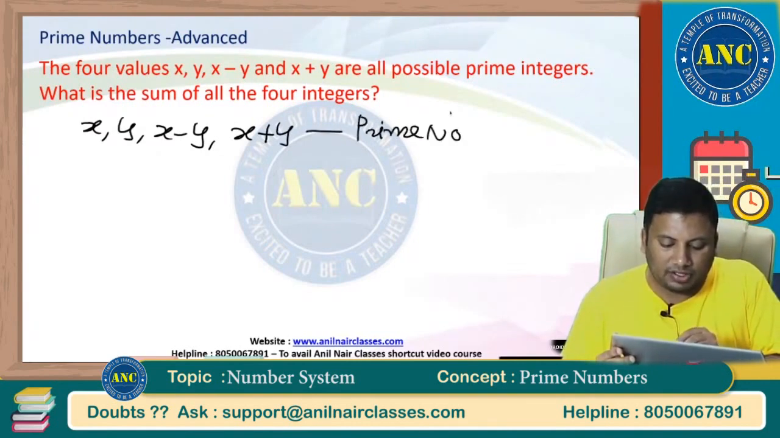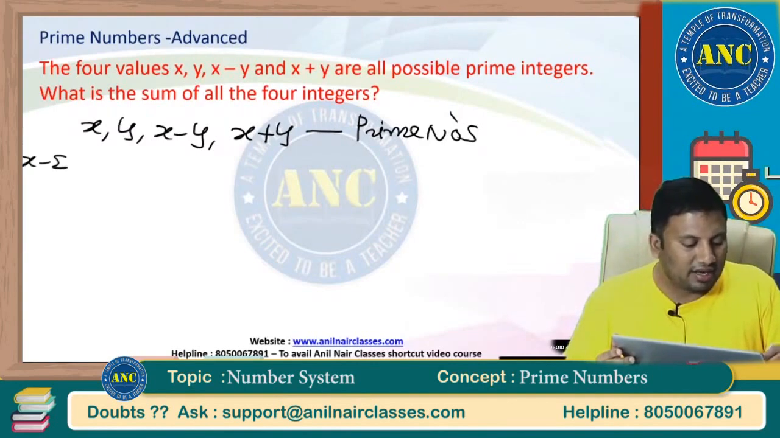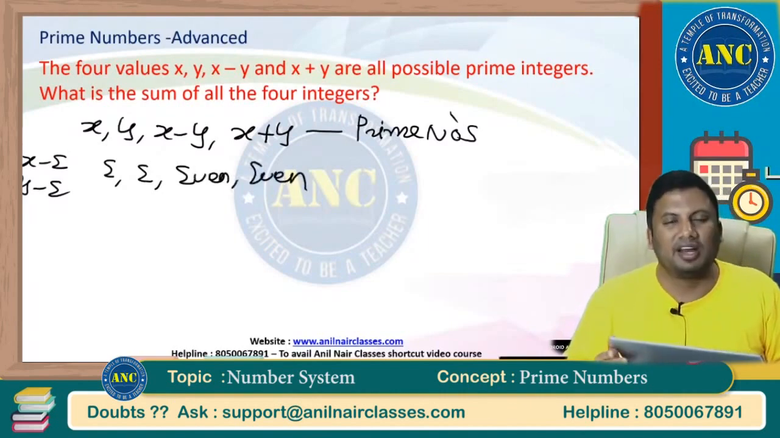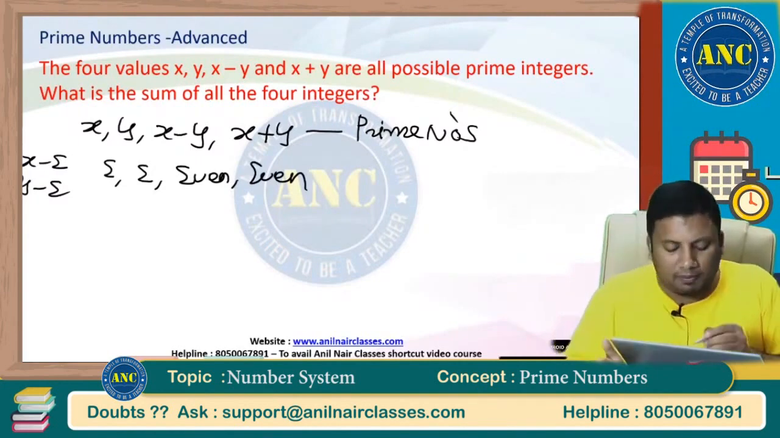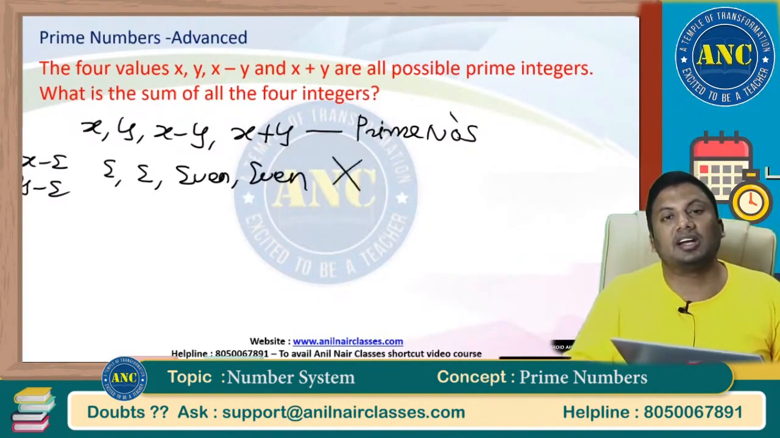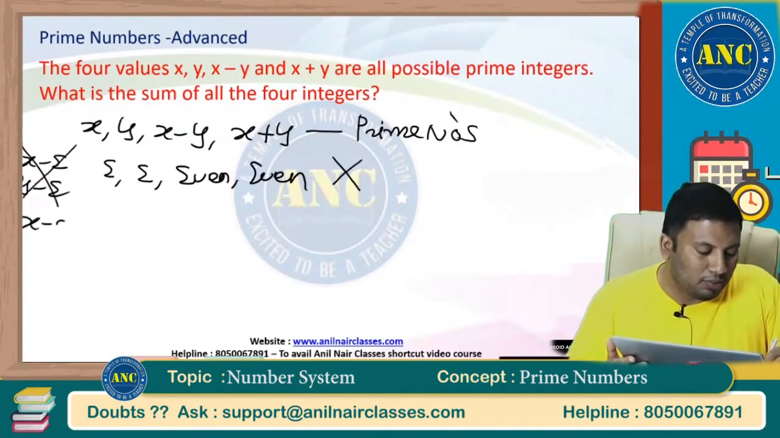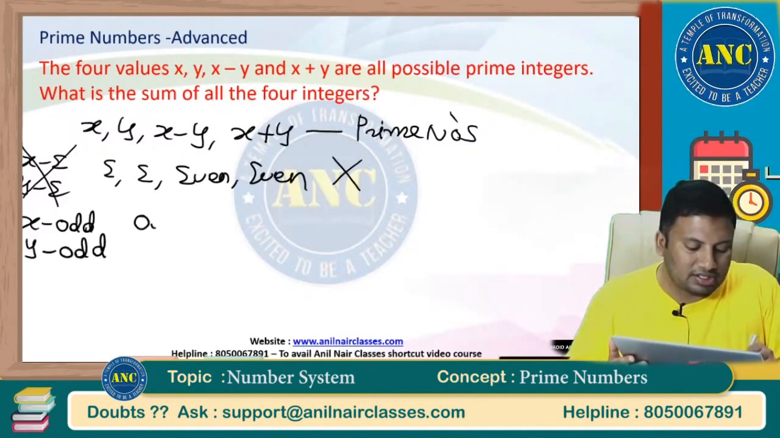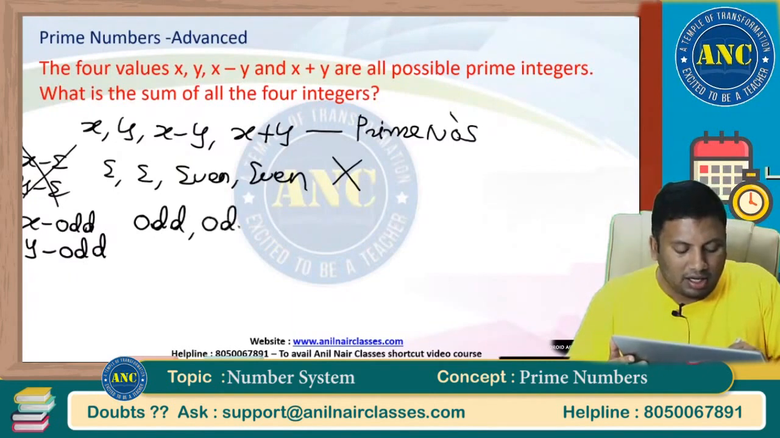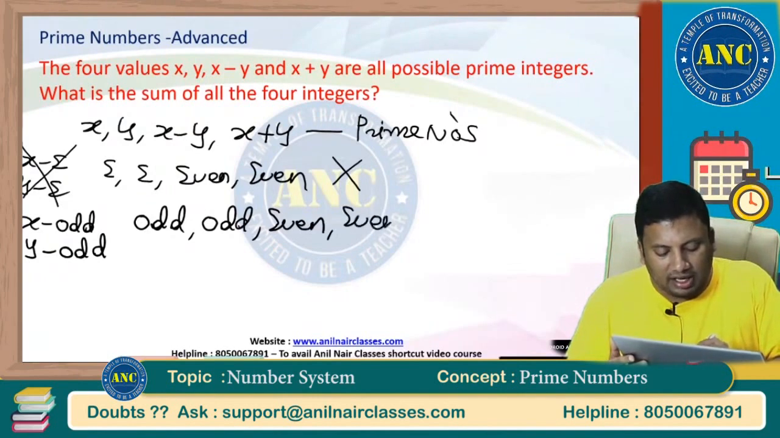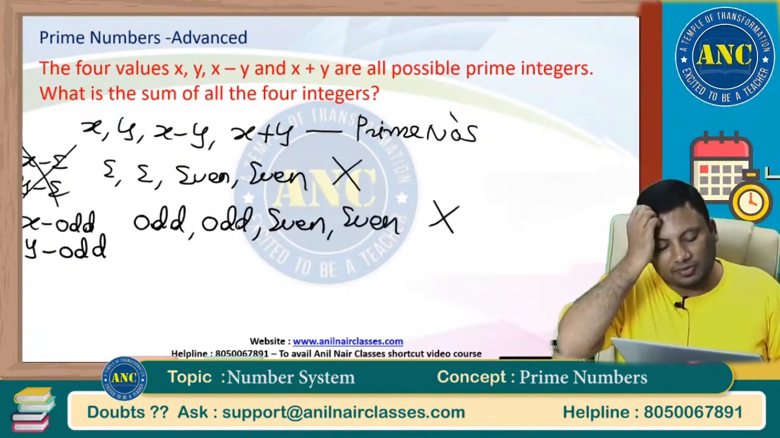Now see, if x is even, y is even, even minus even, even plus even. In a prime number set, only one number should be an even number. But it says x and y are both even, so both even cannot be possible. If I take both as odd, x is odd, y is odd, odd minus odd is even, odd plus odd is even. There cannot be two different prime numbers which are even.